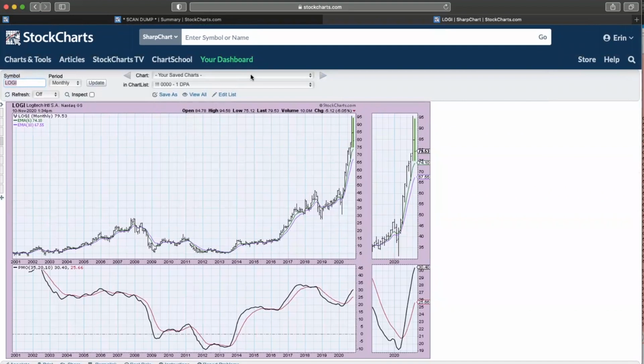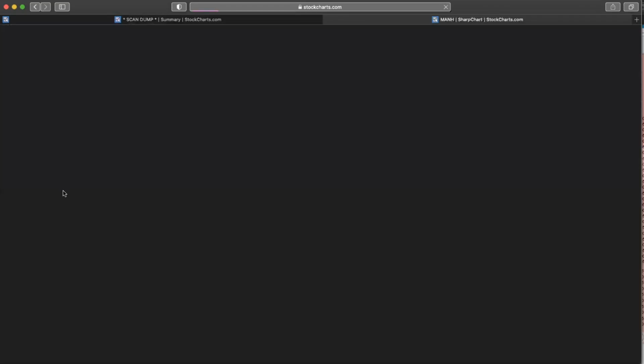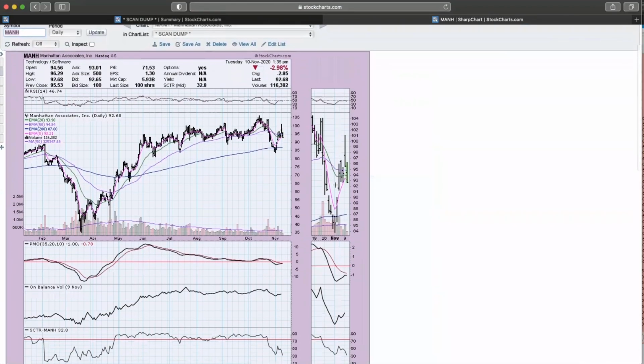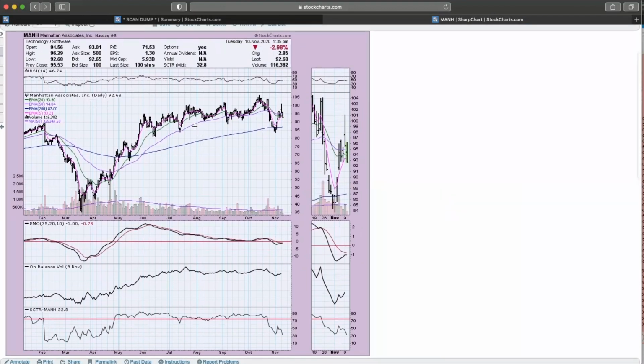So let's see if I can find another example here. Kind of want to find something a little more beat down. Let me see if any of these have that. MNH was one that I was looking at. All right, still not overly beat down. But as you can see, we have that 50 above the 200. So again, bullish bias, but the RSI is negative.